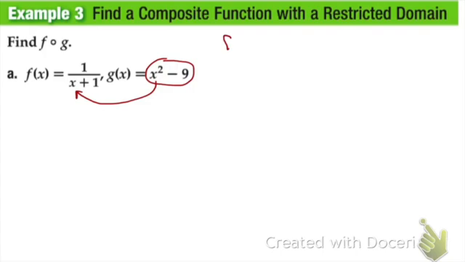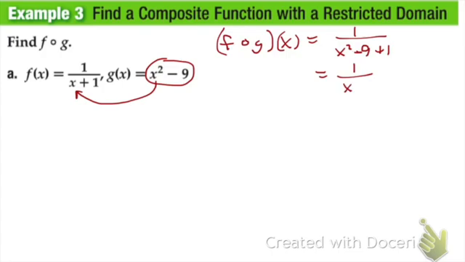So then we have f of g of x. We're going to take and plug this in, so we have 1 over x squared minus 9 plus 1. And when we do this, we get 1 over x squared minus 8. So this is my composite function. The f of g of x is 1 over x squared minus 8.